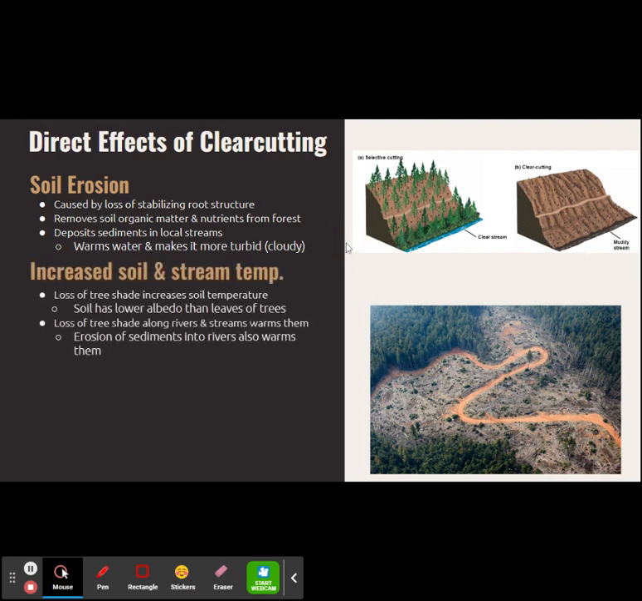The second effect is increased soil and stream temperature. So the loss of shade provided by the trees allows more sunlight to reach the soil and the stream, which increases the temperature of both the soil and water. The effect of increased insolation is intensified by the fact that soil has a lower albedo than the leaves of trees, and darker, muddier stream water absorbs more sunlight than clear stream water.